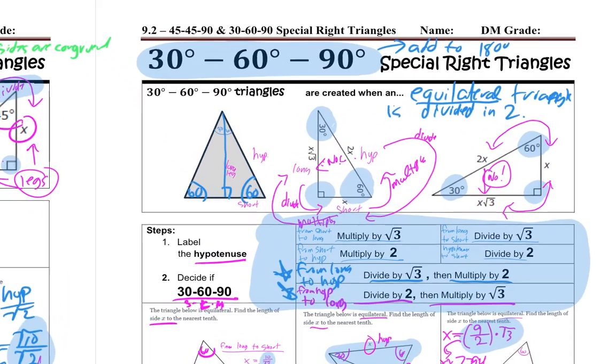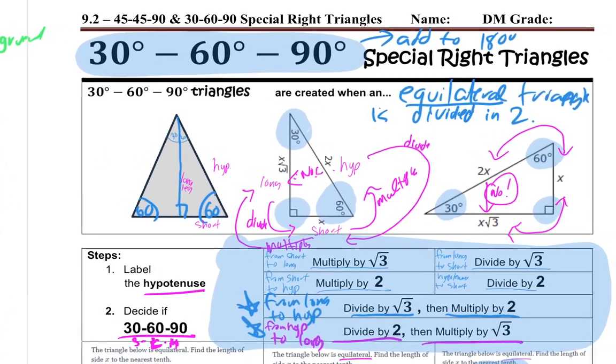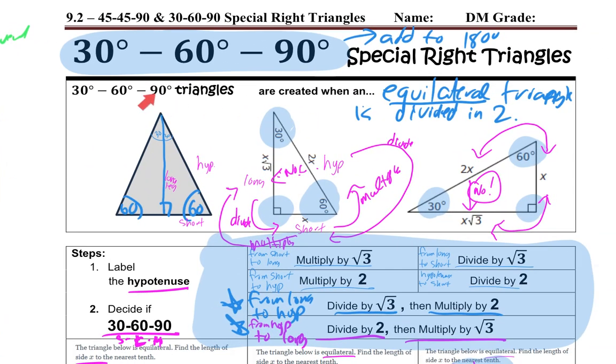And then for 30, 60, 90, we needed to focus on an equilateral triangle, which is divided by 2. Equilateral means that they're all 60 degrees. So if we cut it right there, it would make that into a 30. So that'd be a 30, a 60, and then a 90. And this is called an altitude, if you remember. We're cutting it by an altitude.